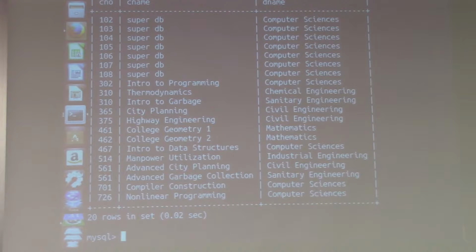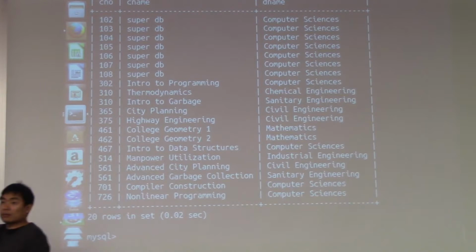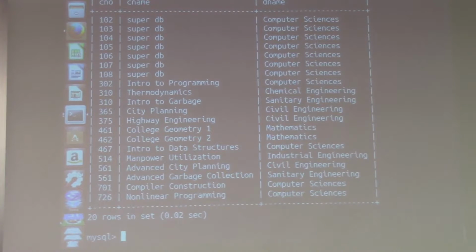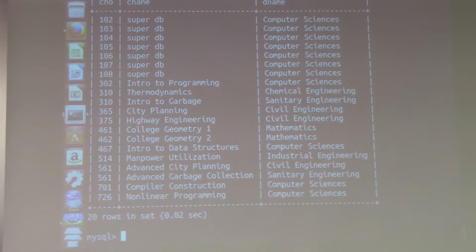Oh, everything is back to normal. 15 back, the city planning class is back, and the 3 new records are gone. All or nothing, all or nothing. But once you commit, what happens? All these changes stay. You're not going to have partial execution of your transaction.